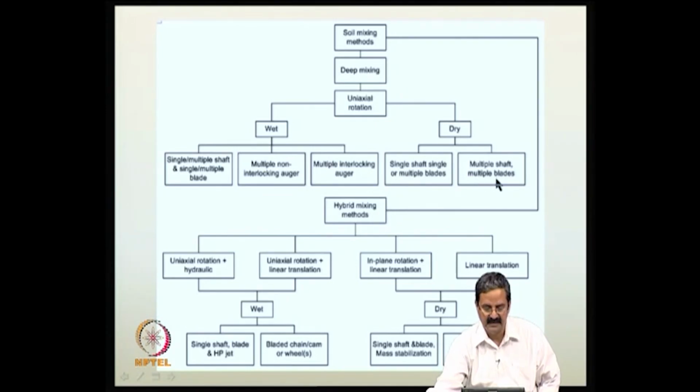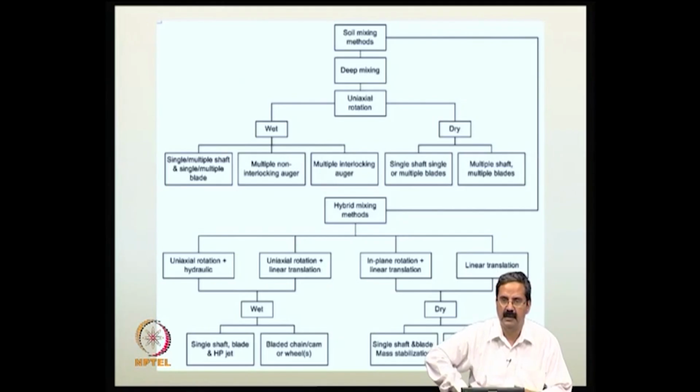So you have some sort of mixing procedure here, and you can even have hybrid mixing methods, where it can have uniaxial rotation plus addition of water, uniaxial rotation plus linear translation, some sort of movement, in-plane rotation plus linear translation. There are certain ways of doing it, and it all depends on the type of equipment you have. For example, some company may find that one is a better way of doing it, and another company may say that another is better. So mixing again has a lot of different types of equipment.